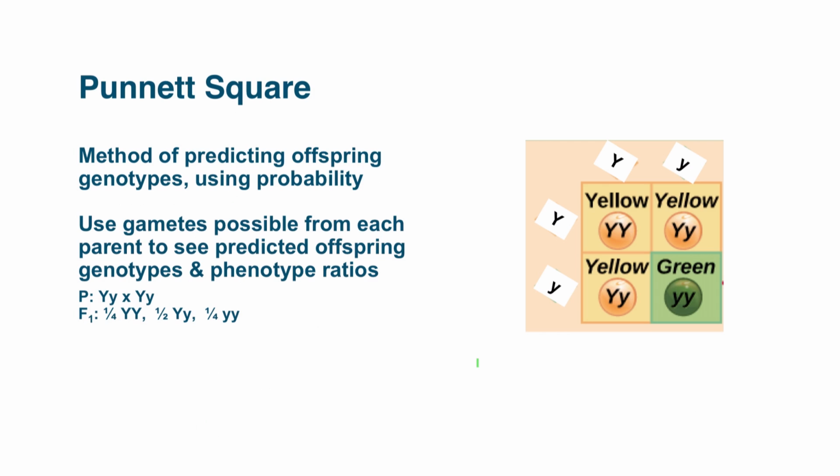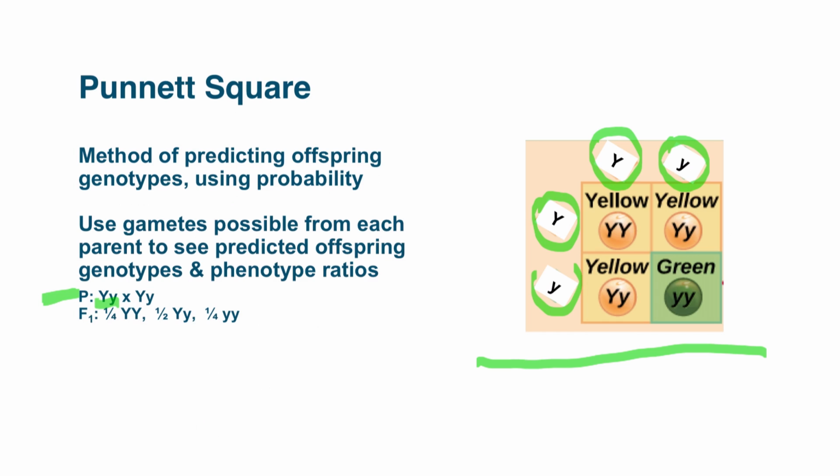So over here, I've drawn a Punnett square that shows you the results of a cross between two individuals that are both heterozygotes. So the mother plant, so to speak, could produce a big Y egg or a little y egg because her genotype is big Y, little y. Now the father plant, so to speak, could also produce a big Y sperm or a little y sperm because his genotype is big Y, little y.